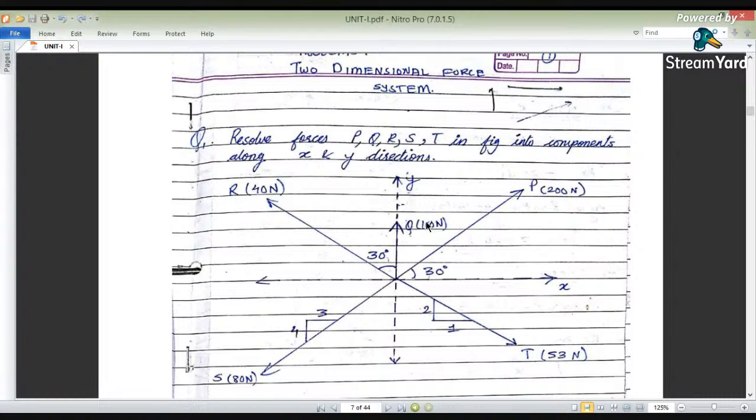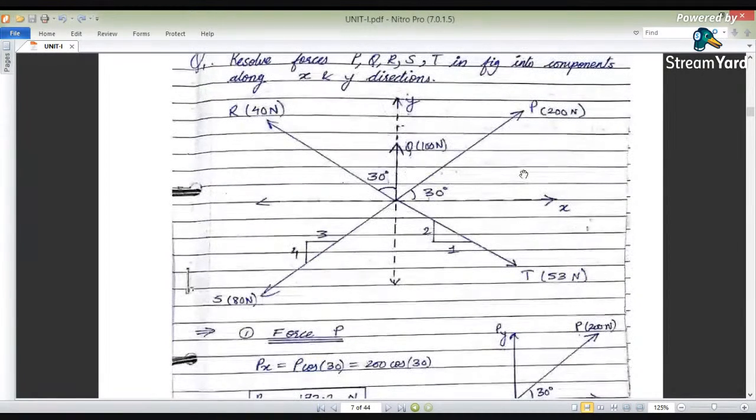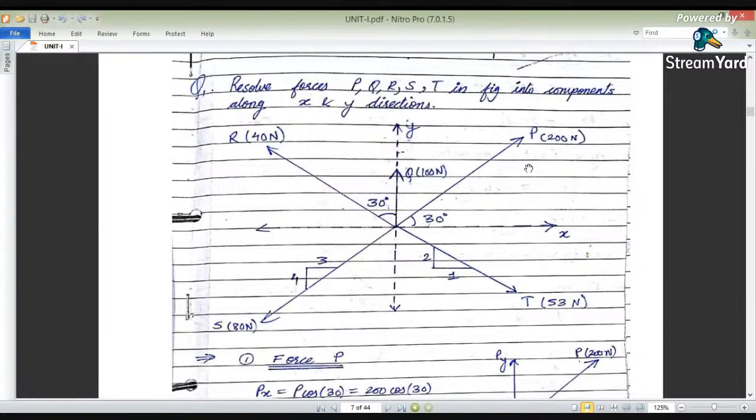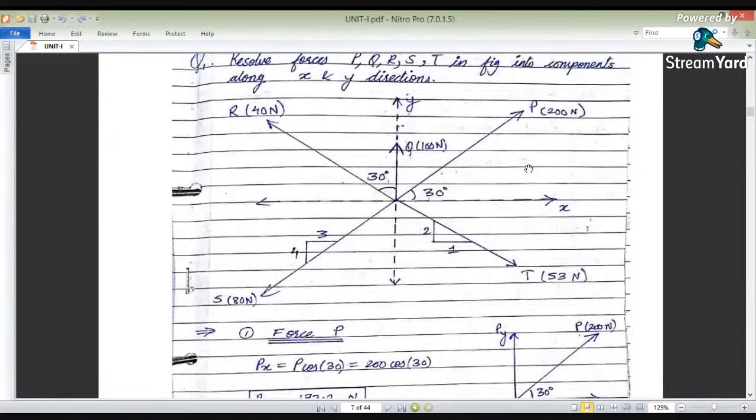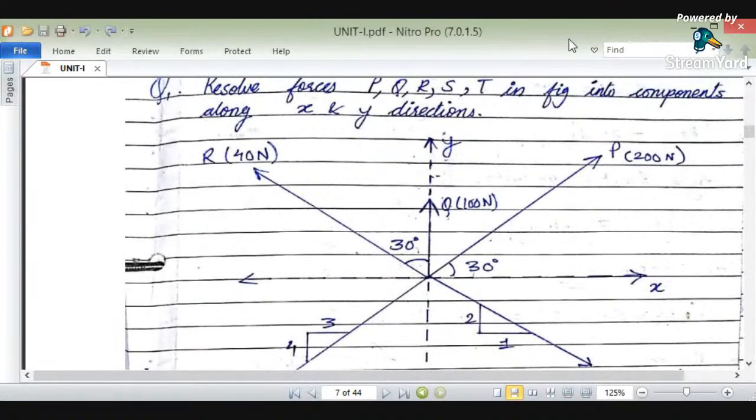It is with a quantity of 100 newtons, whereas R is 40 newtons, making an angle of 30 degrees with the vertical. And again there is a force S of 80 newtons applied, with a 3 by 4 slope, where 3 is the horizontal distance and 4 is the vertical distance. Here are the different forces acting on this. One by one we will solve, find the resultant, and also find its direction, in the x and y directions.